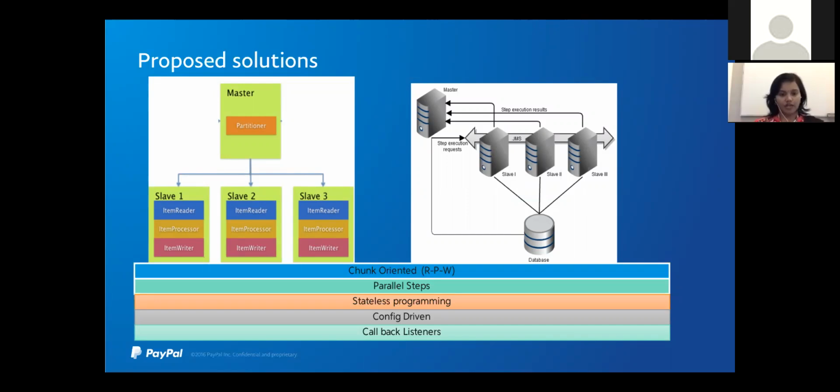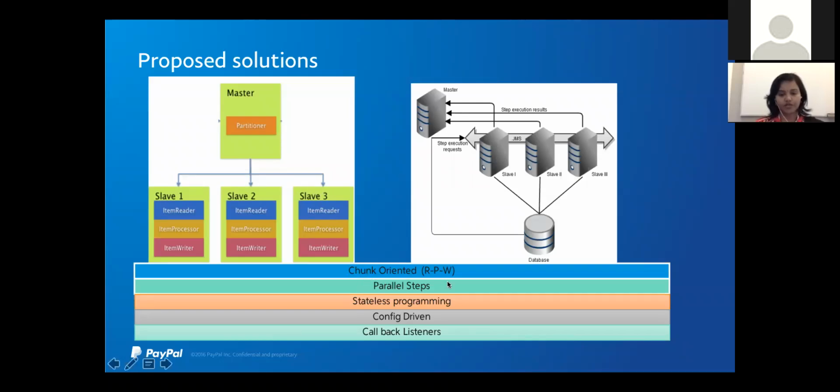Even before I delve into each option, there are core capabilities which are shown as colored bars down below: chunk oriented, parallel steps, stateless programming, config driven, and callback listeners. These are the core capabilities upon which the modern options of scaling are built. Let's go one by one.